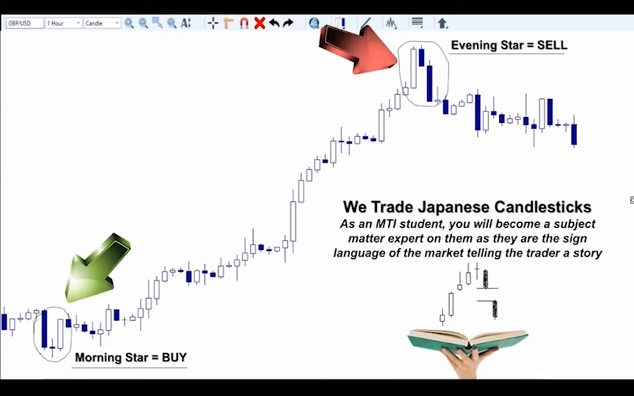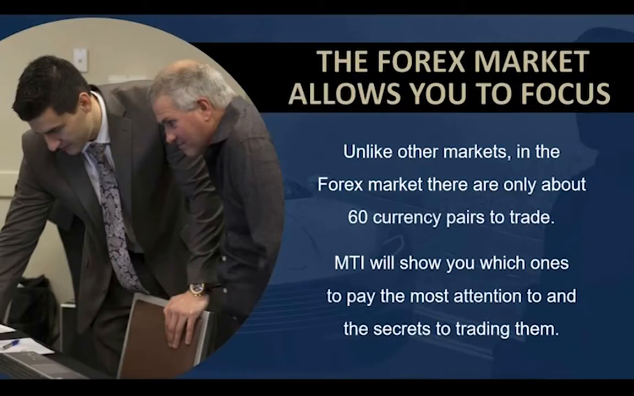One more quick thing about the Forex market as compared to the stock market. In the stock market, there's over 40,000 different stocks you can trade. Here in the Forex market, there's only about 60 different currency pairs. Now, we narrow this down. We show you which ones to pay the most attention to. I focus on about 18 of them. Today, I'm going to show you 6 to pay attention to with this London trading strategy here.